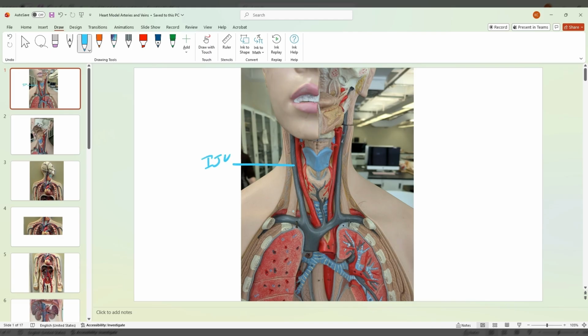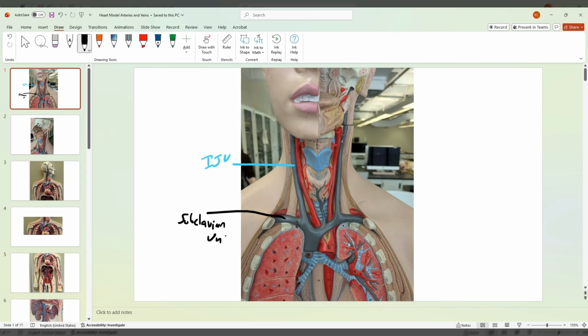Now, one of the things I don't like about this model is that they did not put the external jugular vein. It would be coming off like this, but they don't have an external jugular vein on this. They only show you an internal jugular vein. So I'm really not that thrilled with that. In any case, the internal and external jugular veins are going to come off of this right here, which is the subclavian vein.